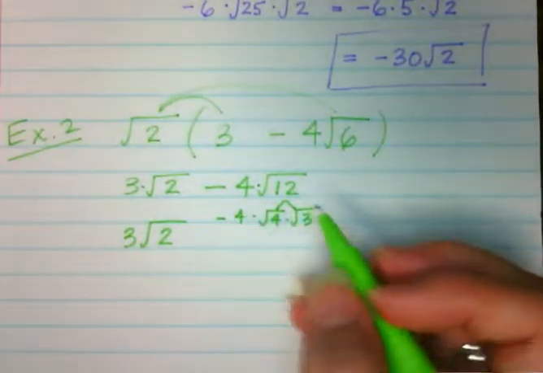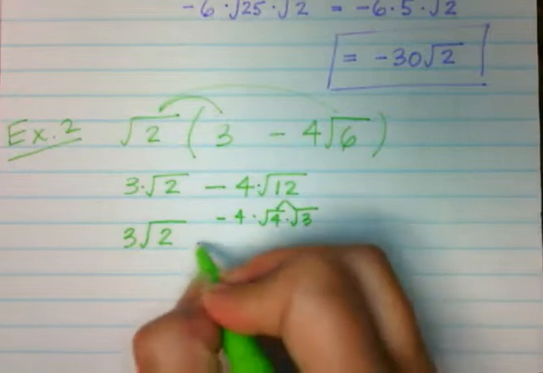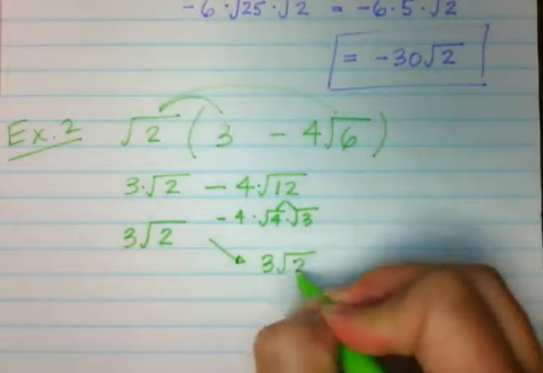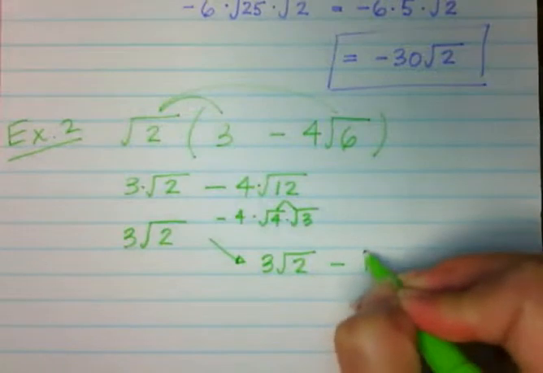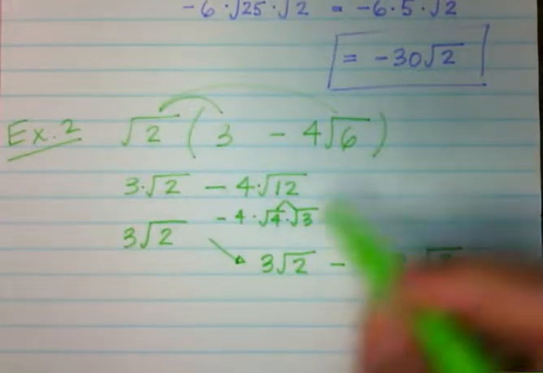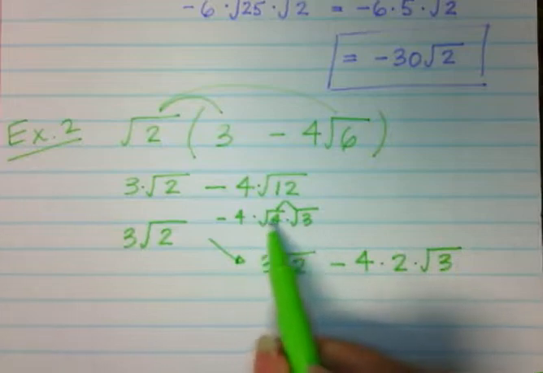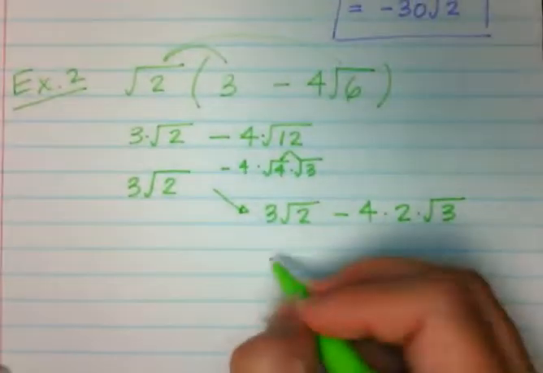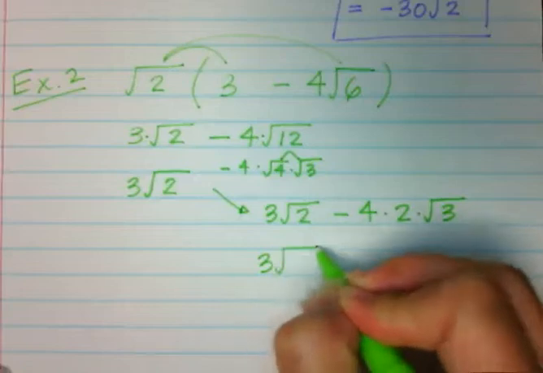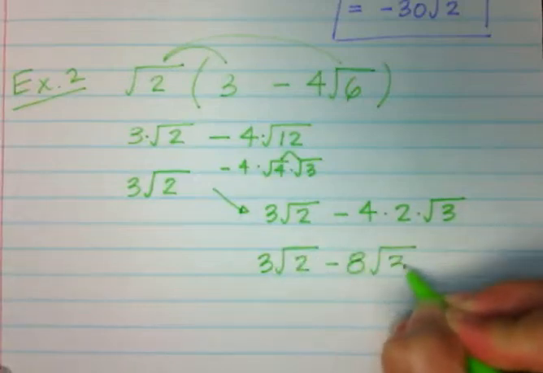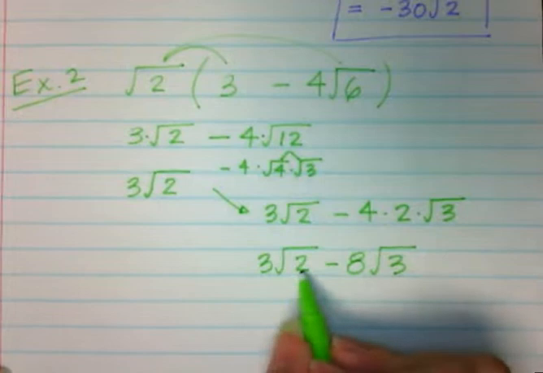So when we are done, we end up with, here we'll move this down here, 3 square root of 2 minus 4 times 2 times the square root of 3. So I'm just simplifying this right here. All right, we can do a little bit more by multiplying the 4 and the 2 together. So we end up with 3 square root of 2 minus 8 square root of 3. And this is simplified completely.